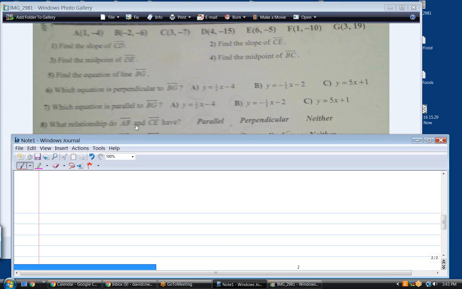So, what relationship do AB and CE have? They're either parallel, they're perpendicular, or they're neither. That's the only three possibilities they could have. Now, what do we have to do before we can answer that question? Let me draw the points out. Here's A. Here's B.